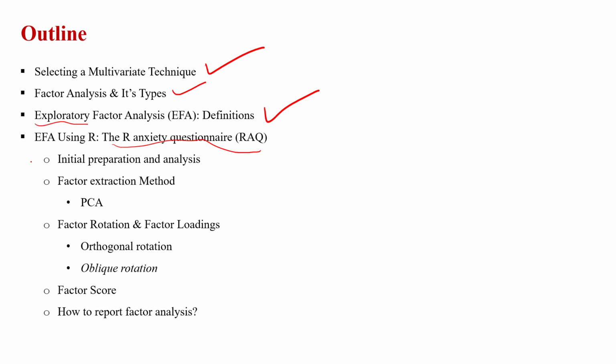First of all, we will check some assumptions, and then we will see the factor extraction methods. There are multiple factor extraction methods, but we are going to use the PCA method, which is known as the principal component analysis method. And then we will see factor rotation and factor loadings using the different rotation approaches.